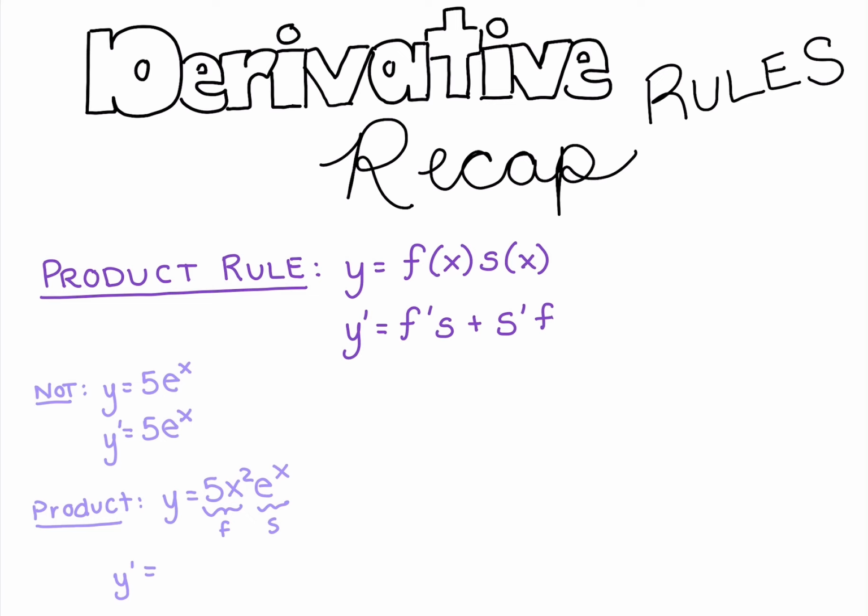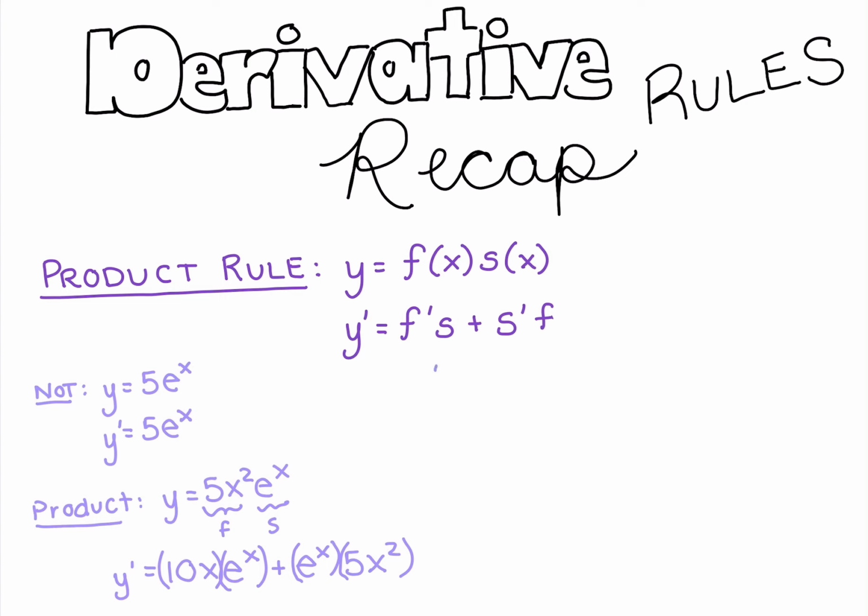Derivative of that first factor, 5x squared, is 10x times the original second is e to the x. Product has a plus. Now I'm going to take the derivative of the second factor. The derivative of e to the x is e to the x times the original first is 5x squared. And you're welcome to separate these with parentheses. That way it's easier to check over. Did you get all the pieces? Derivative of the first, original second, plus derivative of the second times the original first. It's not wrong without parentheses, but sometimes it's helpful to have them there.